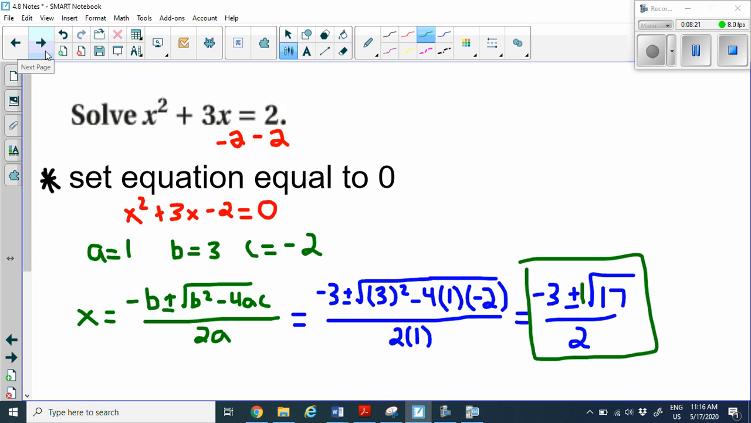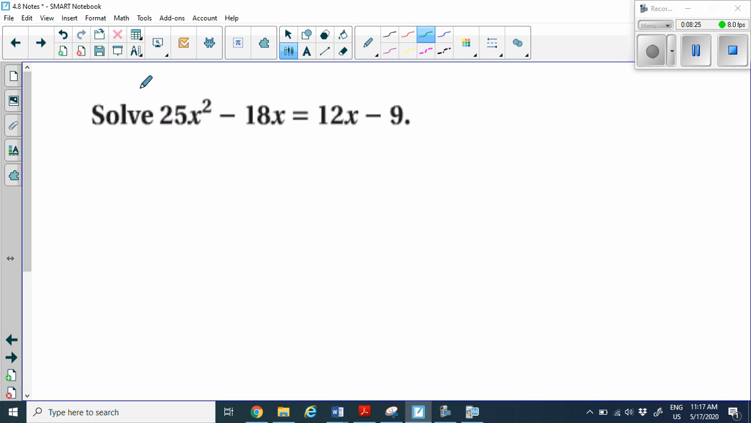Okay, let's go ahead and try our next problem. We have: solve 25x squared minus 18x equals 12x minus 9. Now remember, always the first thing to do is to set the equation equal to 0. Notice that our equation is not set equal to 0, so we're going to go ahead and do that.